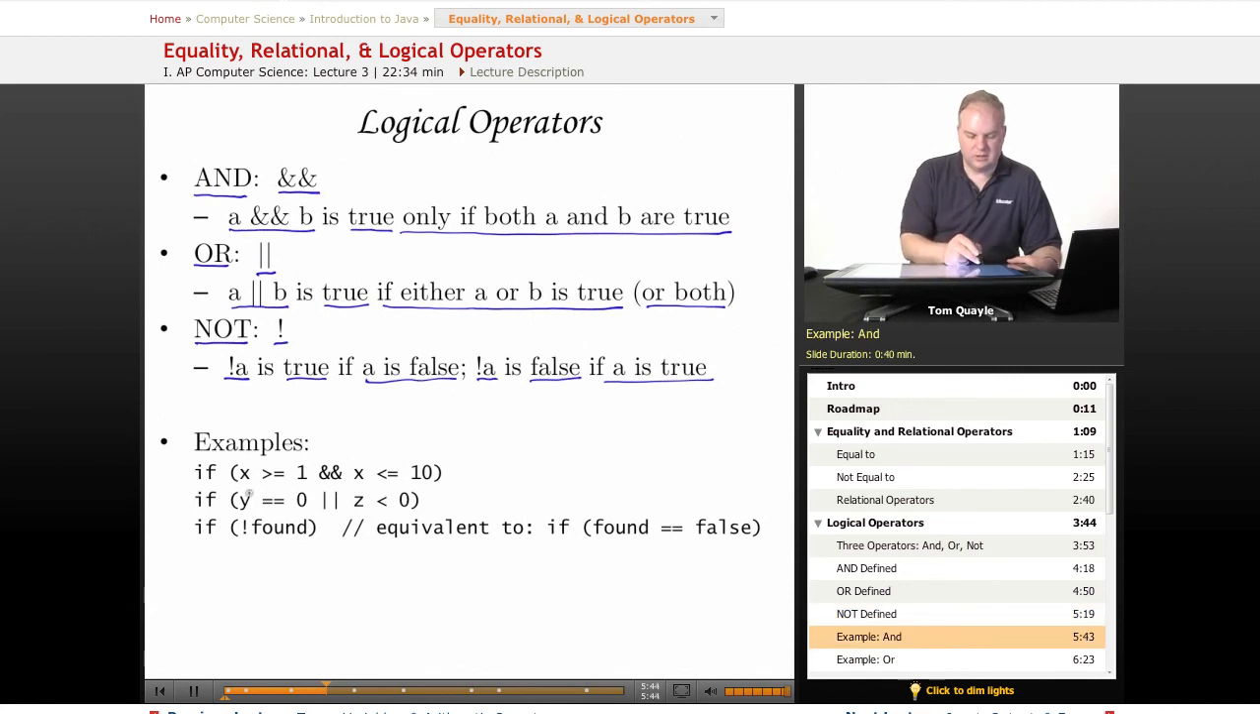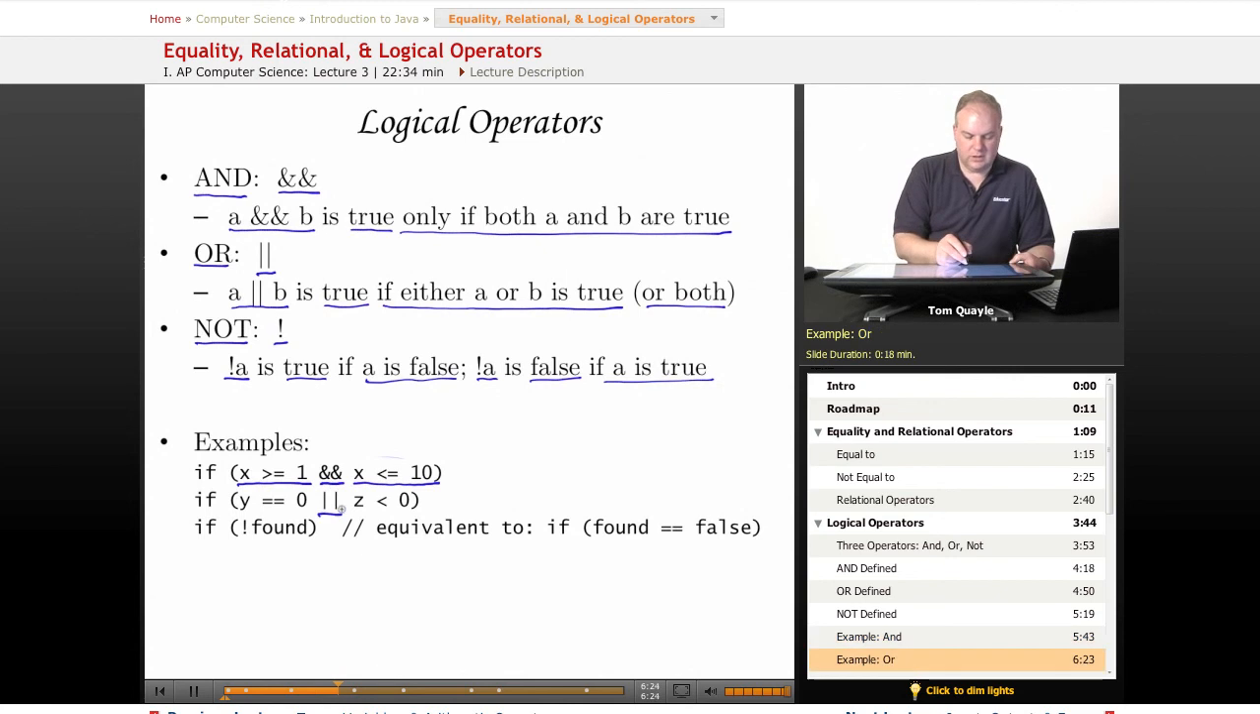So here are some examples in how these logical operators are commonly used in Java code. We can have two expressions here. X is greater than or equal to 1. X is less than or equal to 10. If we join them with an AND, that means that X has to be between 1 and 10 inclusive. This is a very common type of expression that we need to do. If we're looking to determine if a variable is within a defined range, we would use the lower end of the range, the upper end of the range, and join them together with an AND.